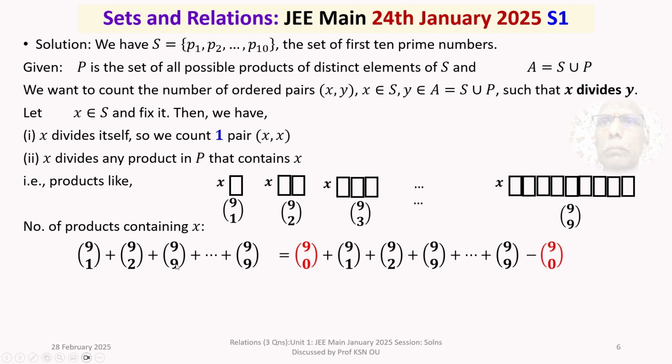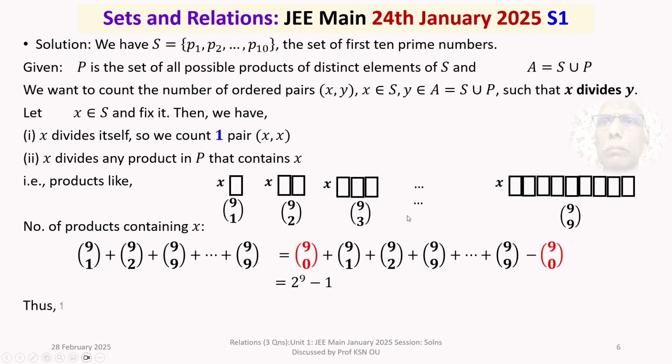Plus, etc., plus 9C9. What we have done is add and subtract 9C0. Then 9C0, 9C1, 9C2, etc., 9C9 is the sum of the binomial coefficients. This is 2 power 9, minus 9C0, which is 1. So this is 2 power 9 minus 1.